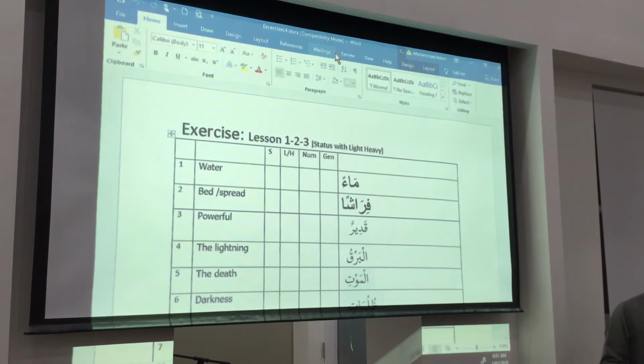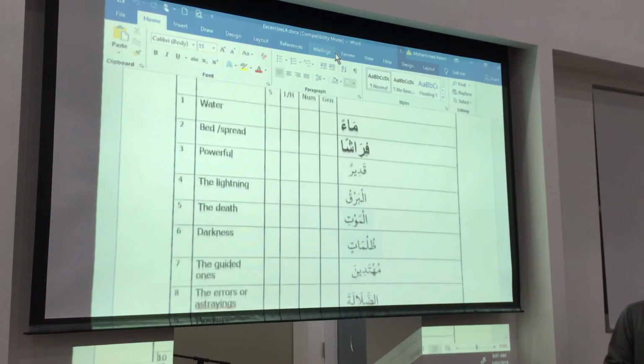So these are the words for the next week. So you can see here the words, and all these words are from the Quran. Firashan, Qadirun, Al-Barku, Al-Mauti. So we have 11 words here.